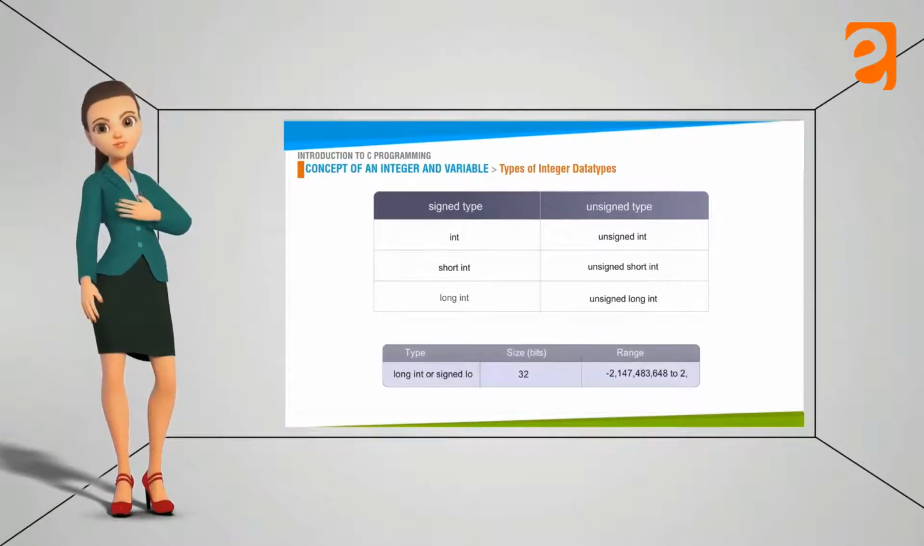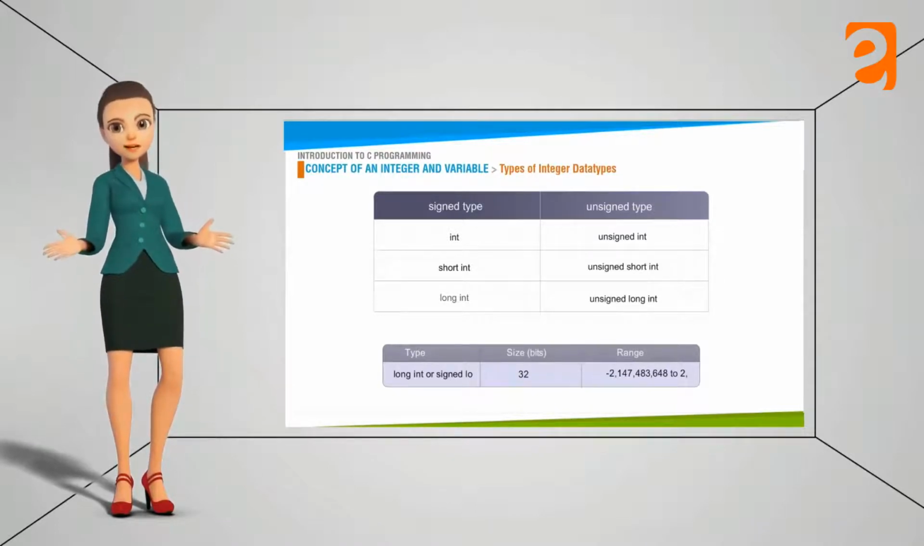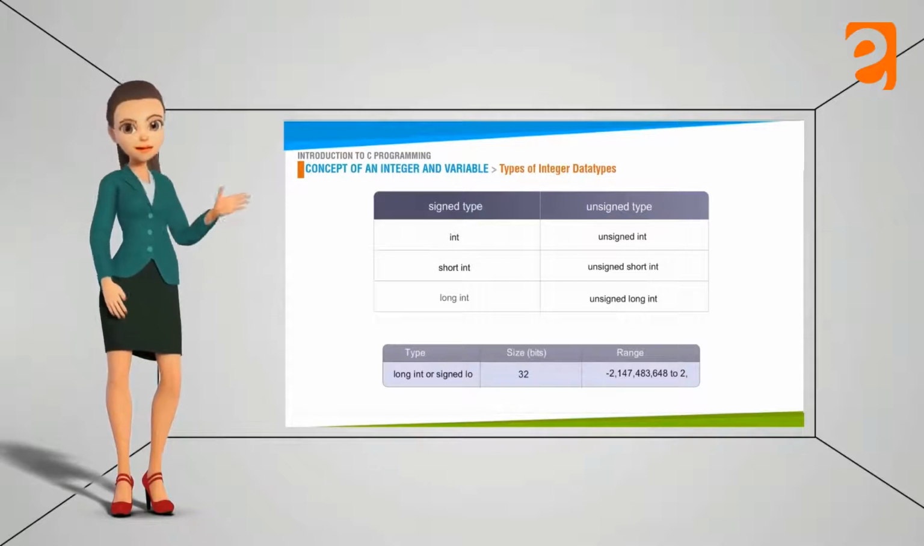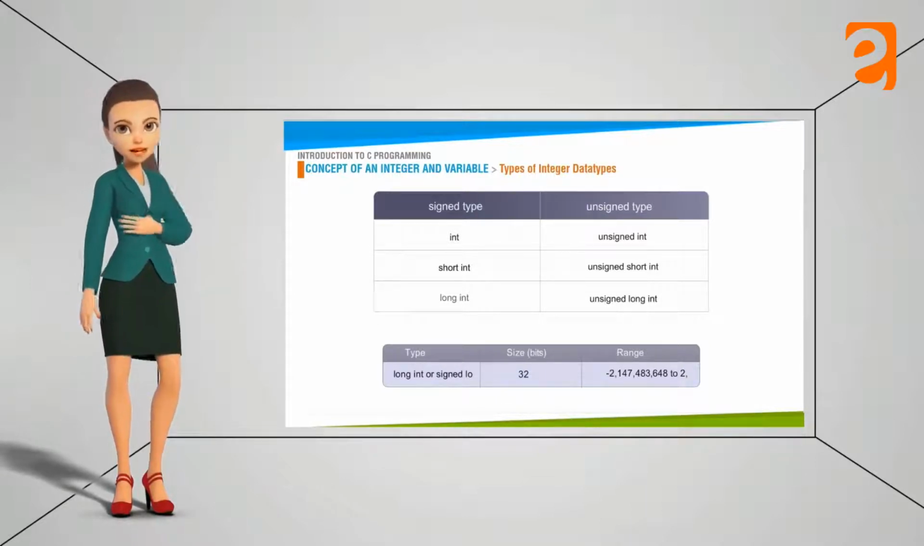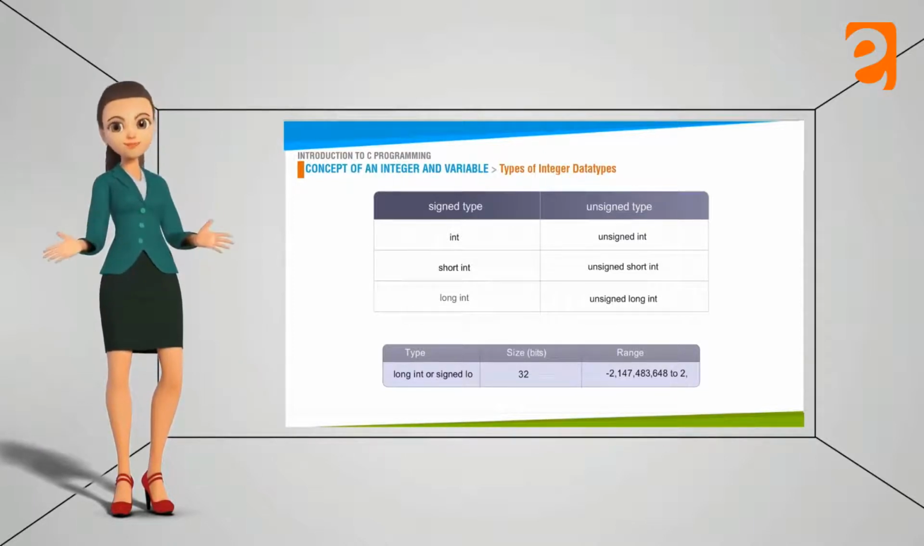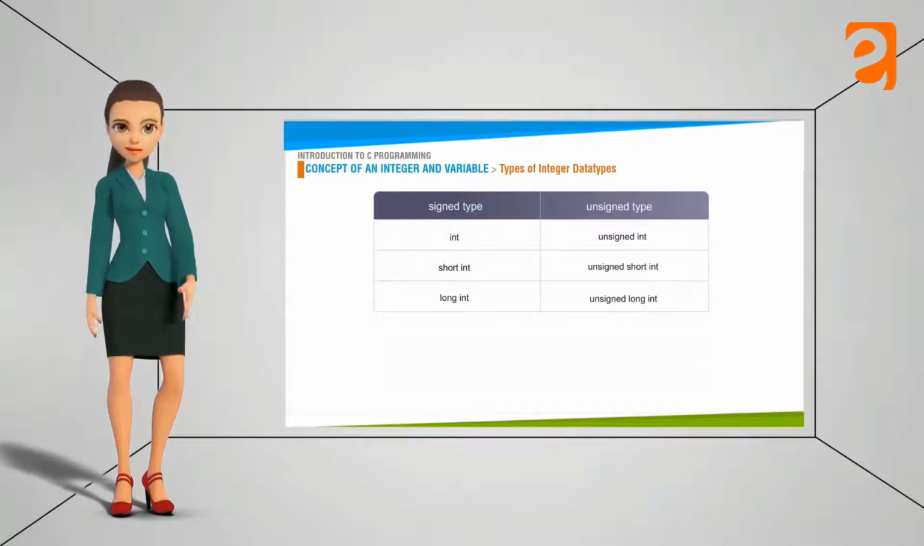The long int or signed long int is of 32 bits size and its range is -214 crores 74 lakhs 83,648 to 2 crores 14 lakhs 74 lakhs 83,647. Let's discuss about the unsigned types.